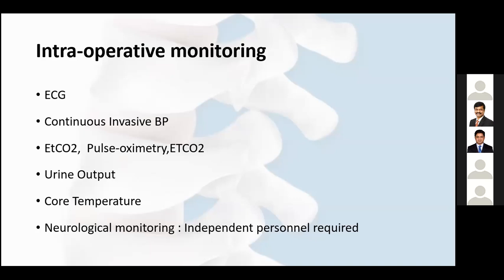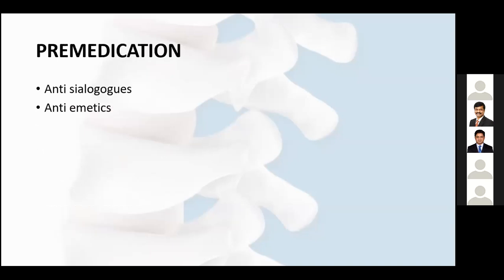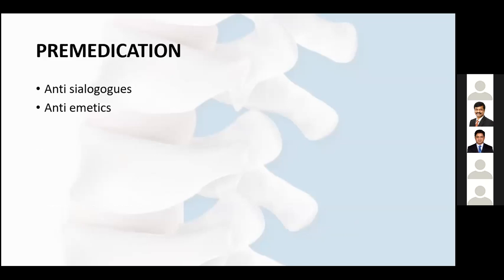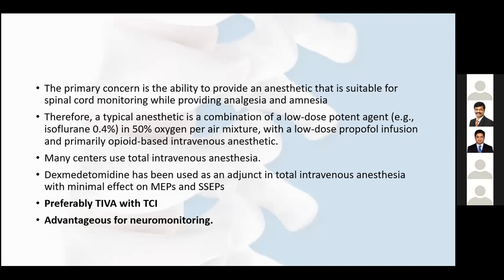Could you just go through the conduct of anesthesia? How are you going to pre-medicate, induce? Okay, sir. The patient is usually pre-medicated with antisialagogues, and antiemetics should also be given. The primary concern is the ability to provide suitable anesthesia for spinal cord monitoring. So usually a low dose potent agent like isoflurane can be used with a 50% oxygen and air mixture, with low dose propofol infusion, and primarily an opioid-based intravenous anesthetic technique is used.